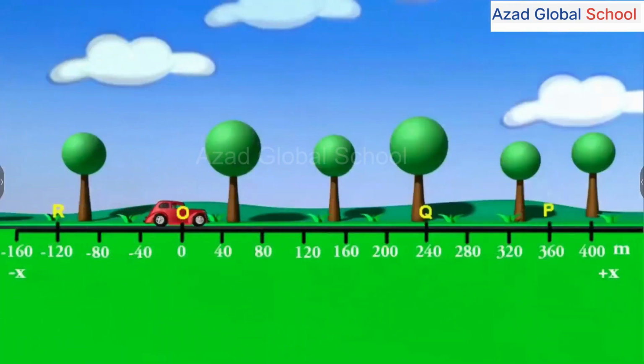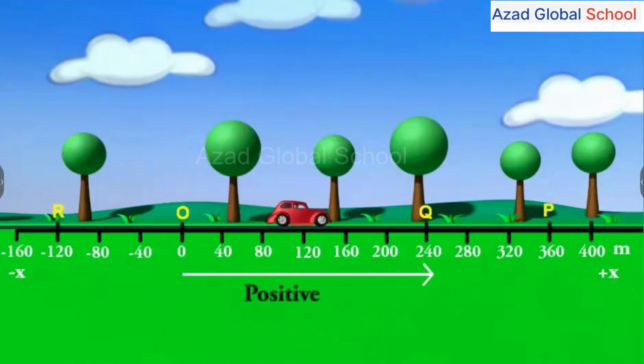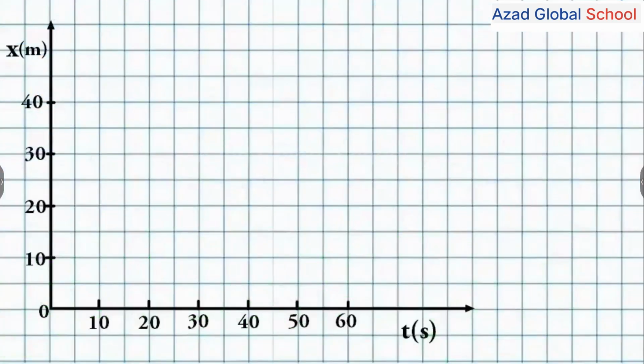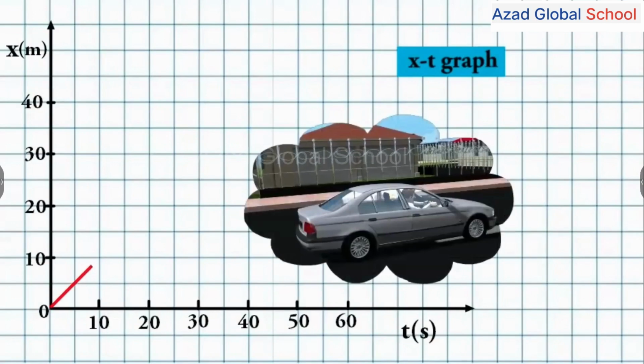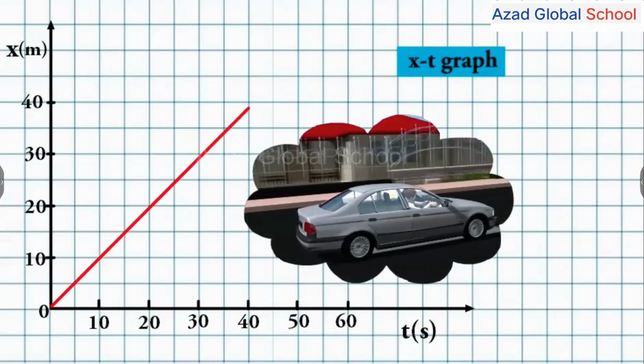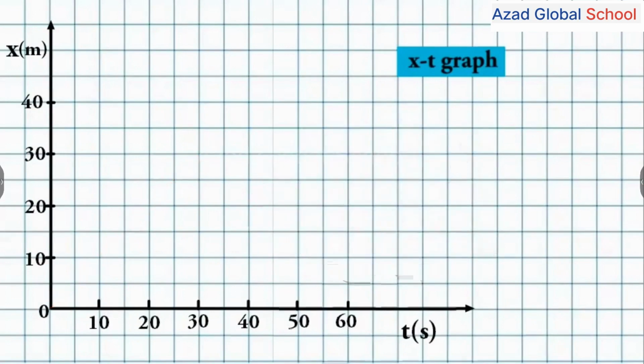The average velocity can be positive or negative depending upon the sign of the displacement. It is 0 if the displacement is 0. Here you can see an x-t graph for an object moving with positive velocity. Moving with negative velocity.